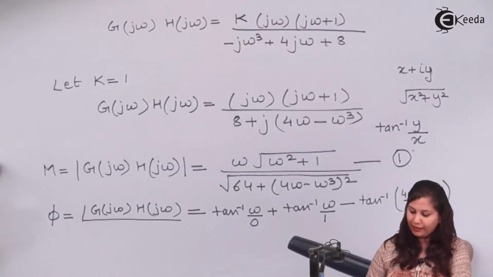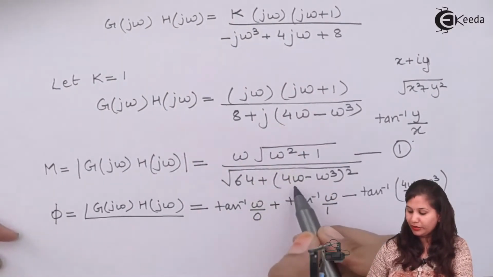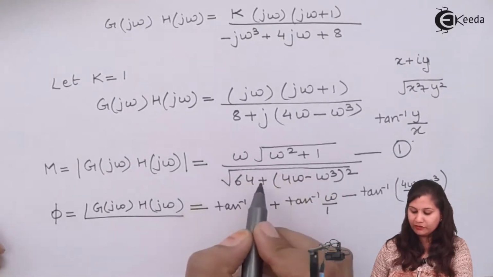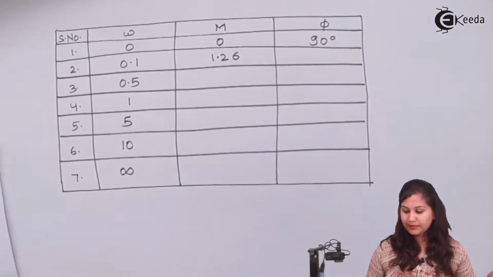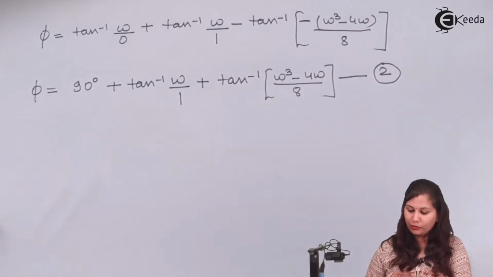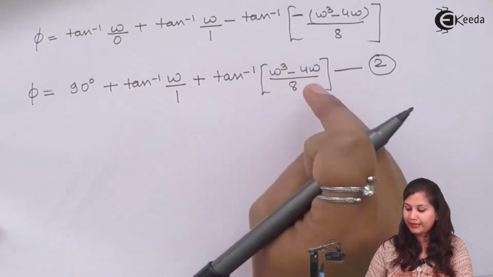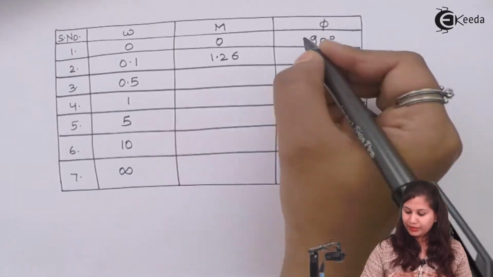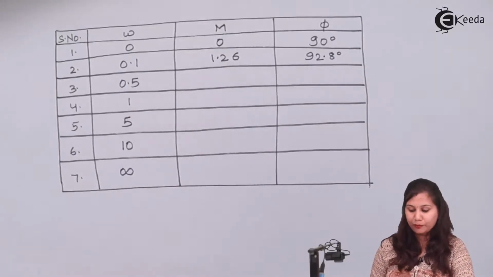Now we are going to put 0.1. So here if we have omega equals to 0.1, then we will have 0.1 square. Then here we are going to have 4 into 0.1 minus 0.1 cube. So when we solve this, we will get the magnitude as 1.26. Now similarly, you have to put omega equals to 0.1 in the phase angle equation. Here we are going to put tan inverse of 0.1 plus tan inverse of 0.1 cube minus 4 into 0.1. So when we solve this, we will get the phase angle as 92.8 degrees.